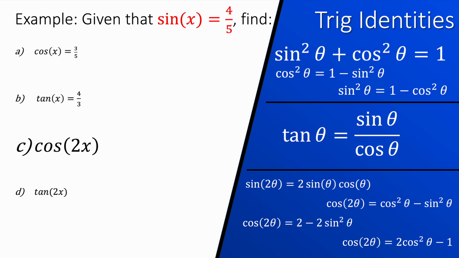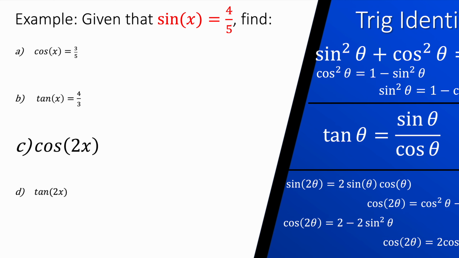Now let's do cos of 2x, and here we are going to use our double angle identities. So I can pretty much use any of the cos double angle identities. There are 3 separate ones which all work. But for cos 2x, I'm just going to use 2 cos squared of x minus 1.